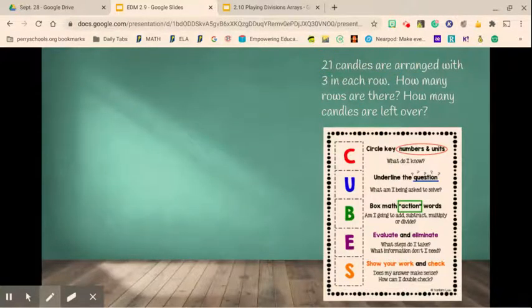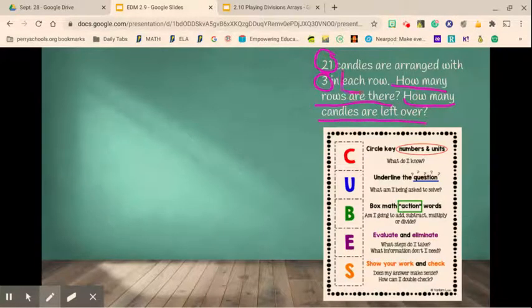All right, so now I have my next problem. 21 candles are arranged with 3 in each row. How many rows are there? How many candles left over? This problem has 2 questions. How many rows are there? How many are left over?